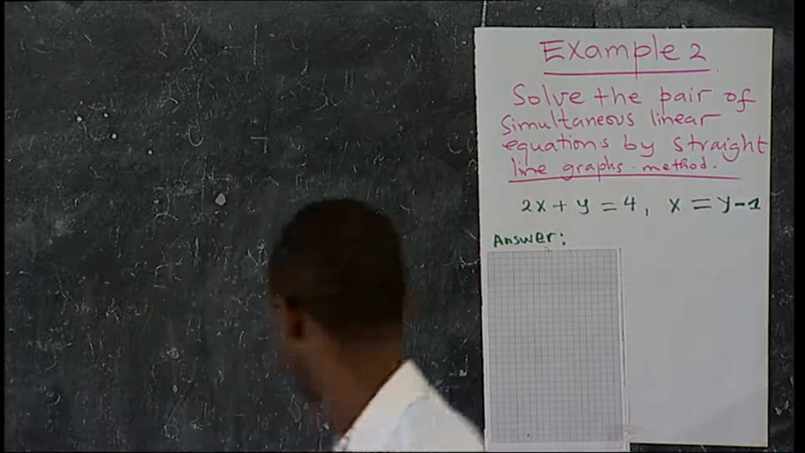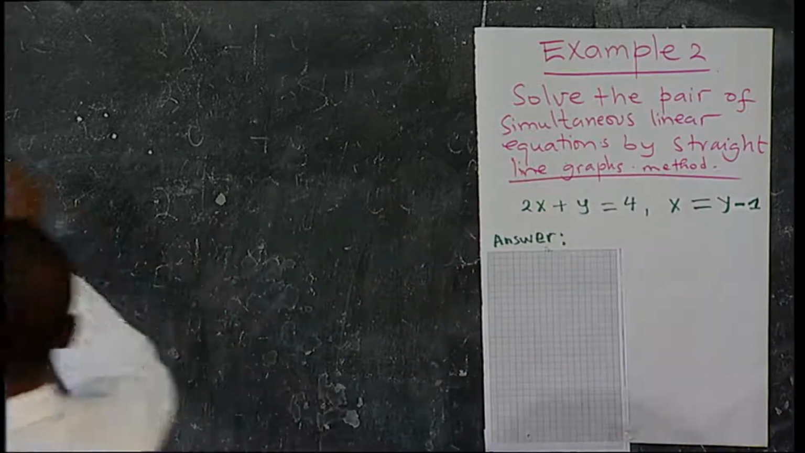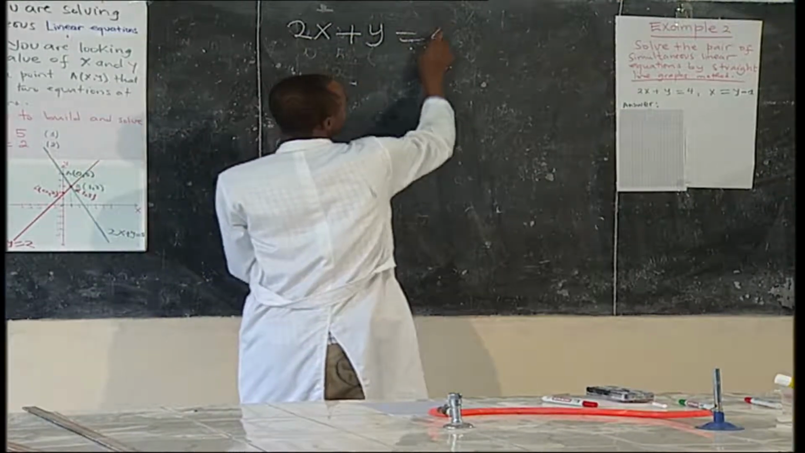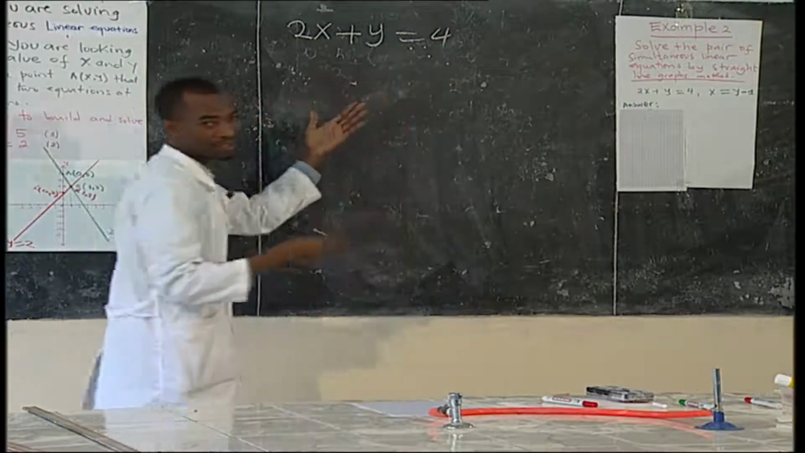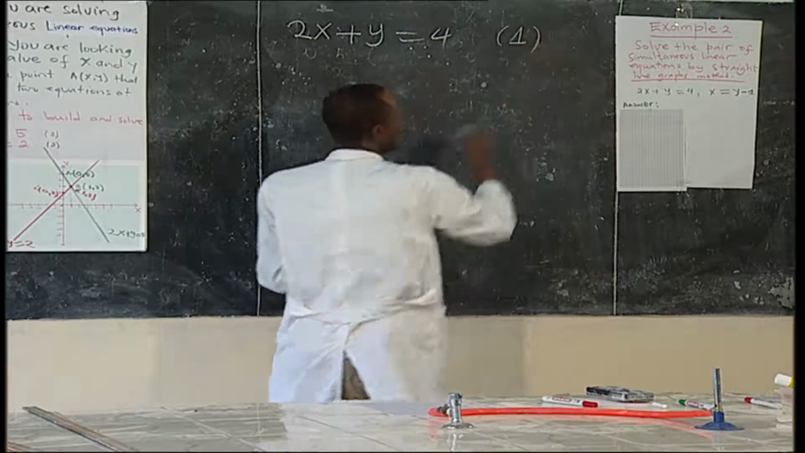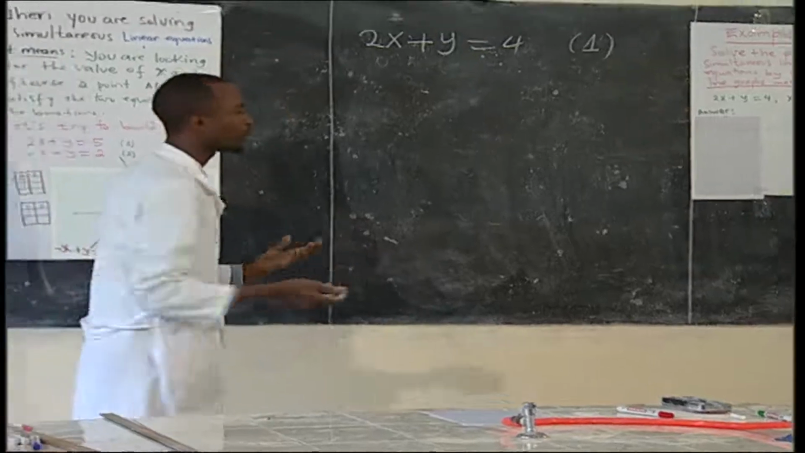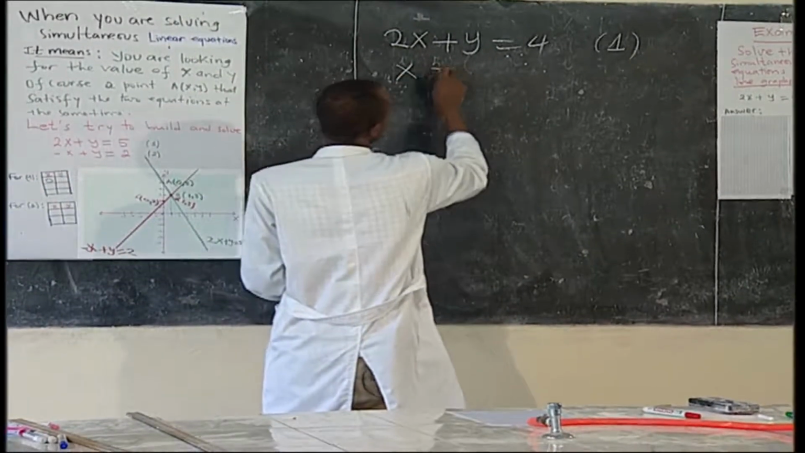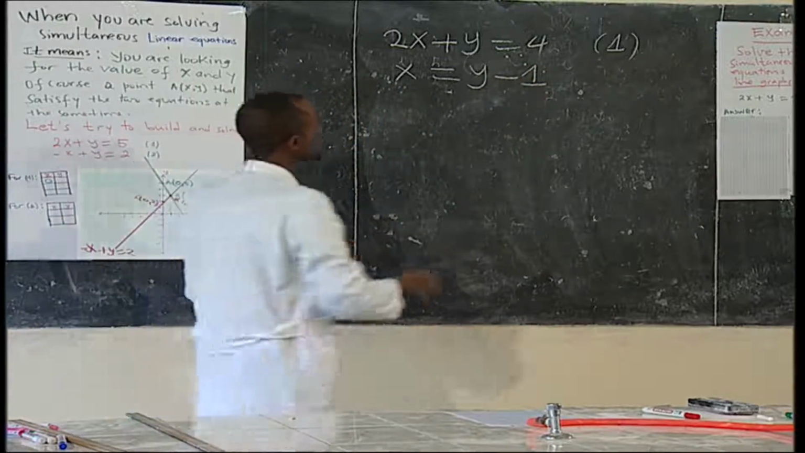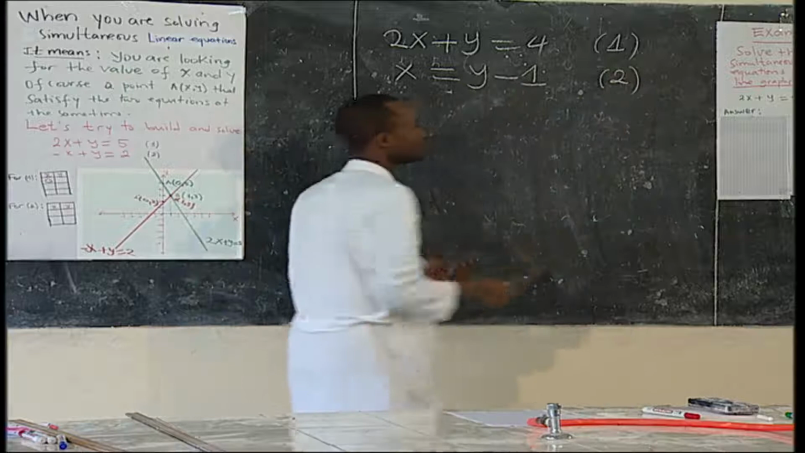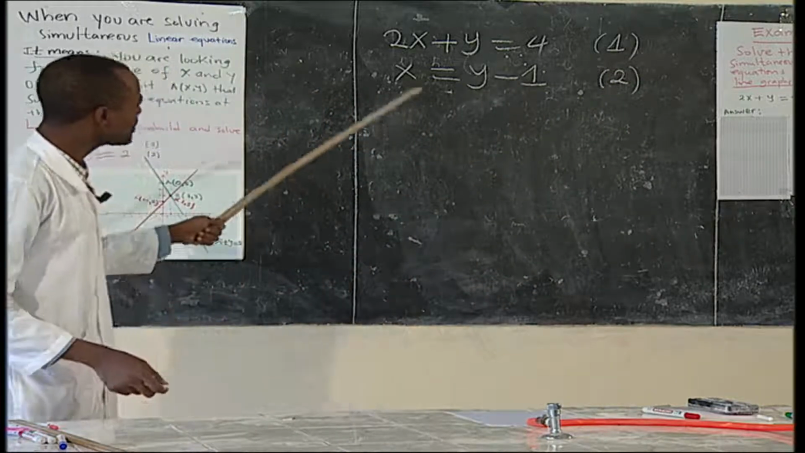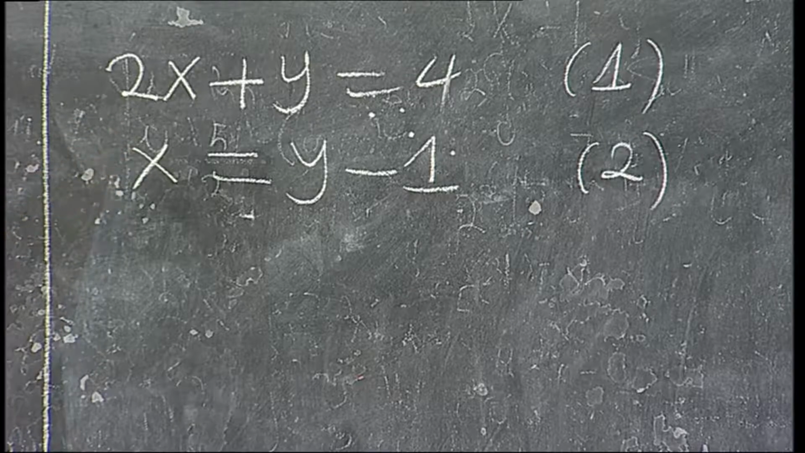We have equation 1, 2x plus y equals 4. You see the first one? I can name it as 1. We have another one, x equals y minus 1, and I can name it as equation number 2. But let me ask you something. Is it okay with the way they are written? Check them very well.